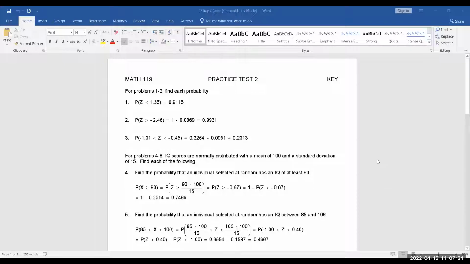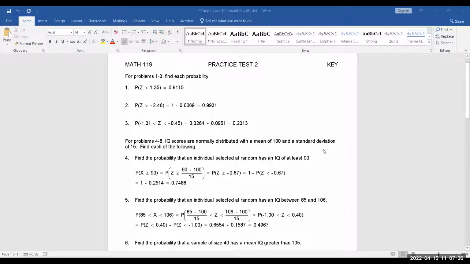All right, so let me bring up the practice test key. Okay, so just like the quiz, the exam is going to have some "tell me what the probability of the Z value is in this region." You have to have your Z table. I'll bring extras, but I would really rather you have your own so you can be practicing in the meantime. But this is supposed to be a slam dunk.